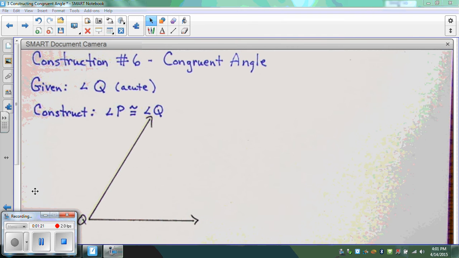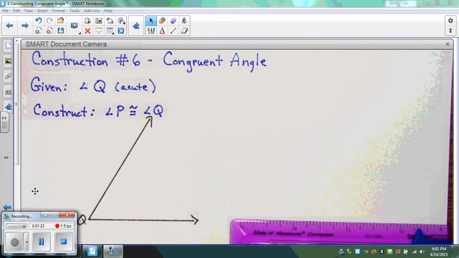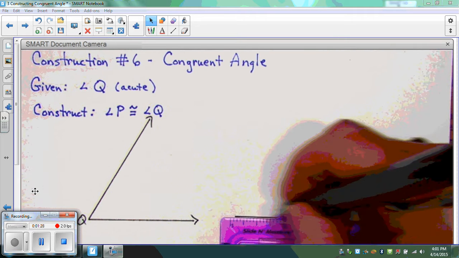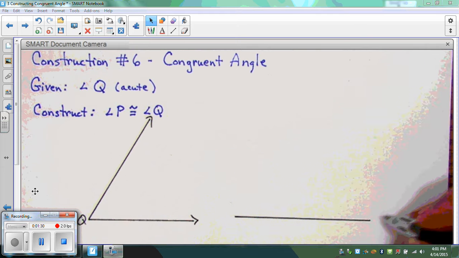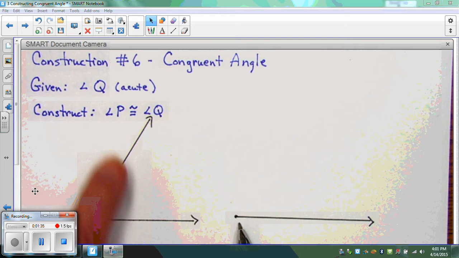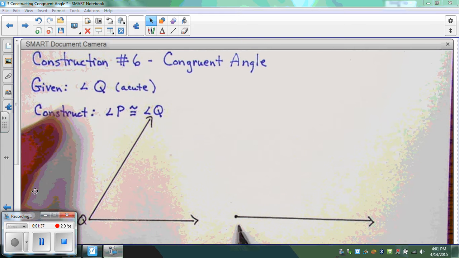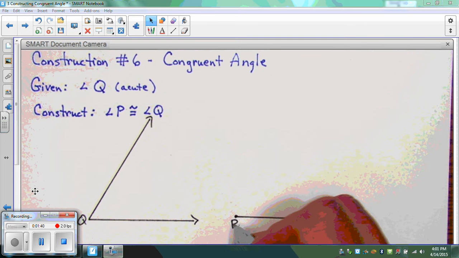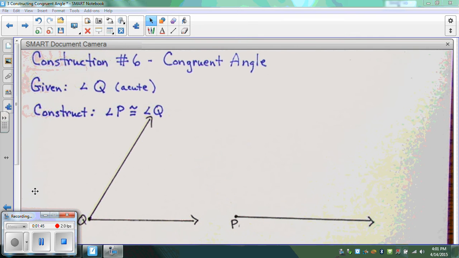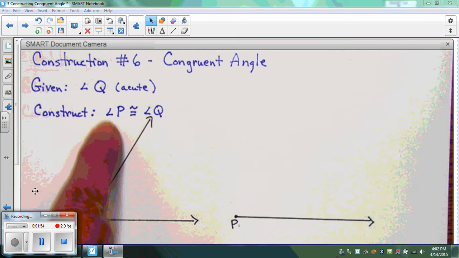So to get started, we're going to draw a ray. You can call it a working ray if you want to. A ray to the side. I'll just make it going in the same direction. And the end point of this ray will be the name of the new angle we want, angle P. So we'll put point P right there. Okay? So we have our given angle Q, our working ray for the new angle, with the end point, the name of our new angle, angle P. Good?